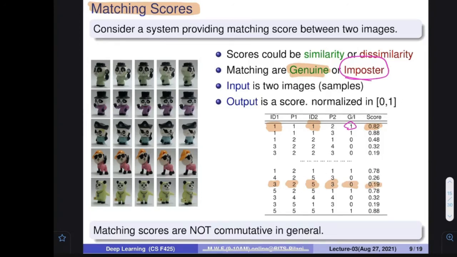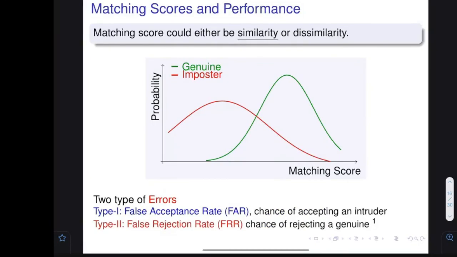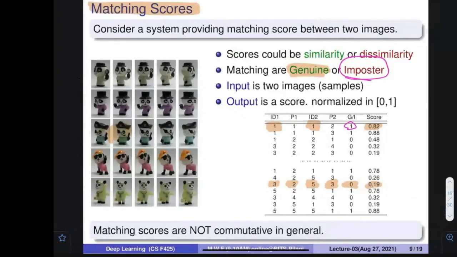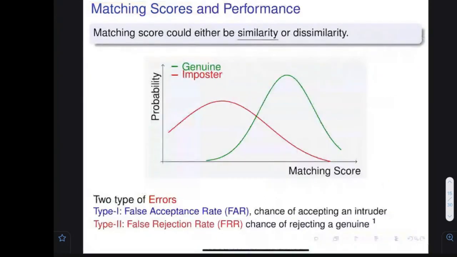So if I match this with this, try to understand: if I match this and this, I got 0.5. If I match this with this, I may get 0.45. So scores are generally not commutative. What I wanted to tell you is that we can plot this over here. If we segregate all the genuine scores and all the imposter scores, we can plot them and see what their histogram looks like.